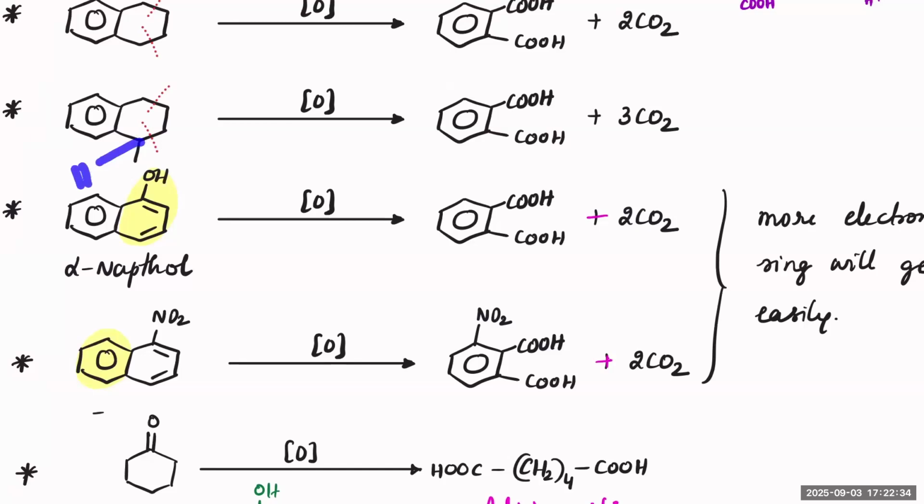Here there is one alpha hydrogen. Here there are two alpha hydrogens. So we require at least one, right? So you will break a bond here. You will break a bond here. Make them into phthalic acid, and then I'll get 3 moles of carbon dioxide because this bond also you have to break down. So this carbon, this carbon, this carbon. So all three will become 3 moles of carbon dioxide.